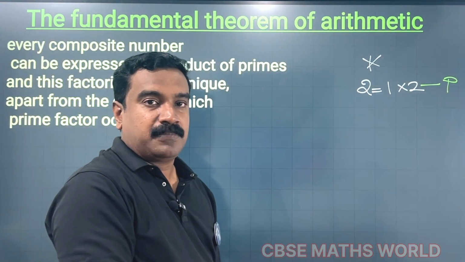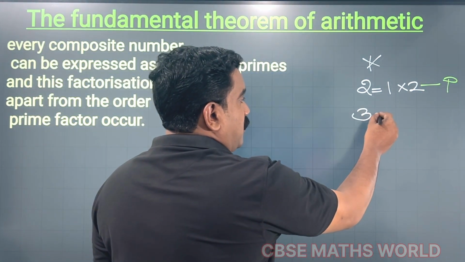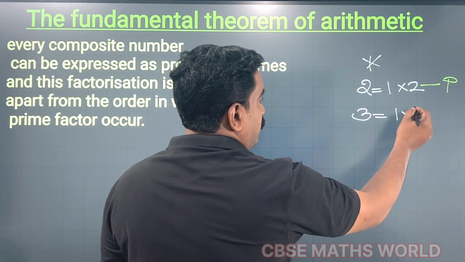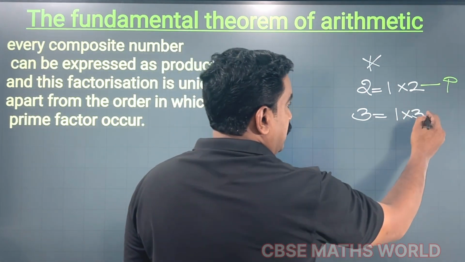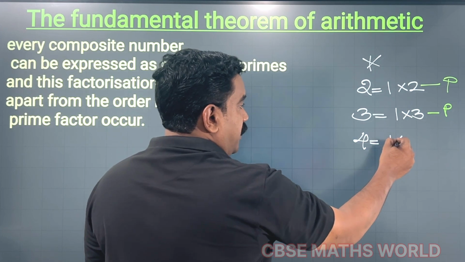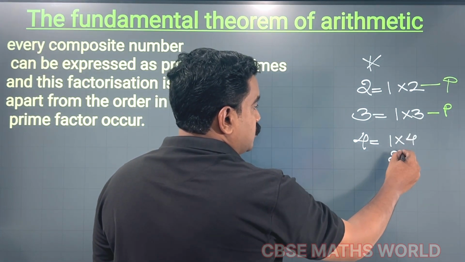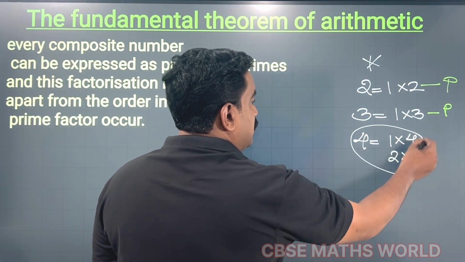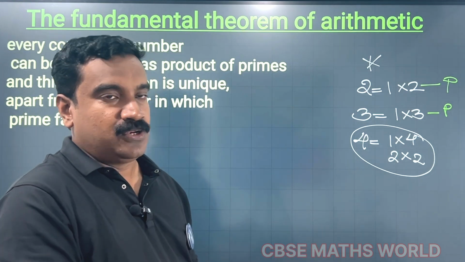But 2 is a prime number. Next, consider 3. What about 3? 3 you can write in the form 1 into 3. So 3 is a prime number. Next, 4. 4 you can write in the form 1 into 4, otherwise 2 into 2. So we have one more method to express 4 other than 1 into that number.